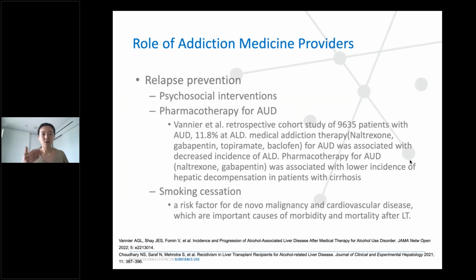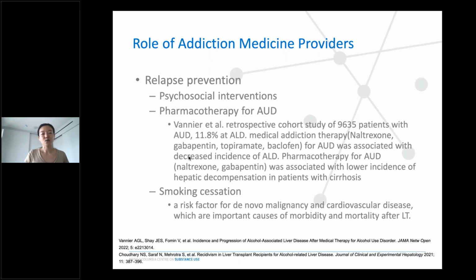What we can do for people with alcohol use disorder, though, is to provide psychosocial interventions and pharmacotherapy that is rooted in best evidence. Dr. Bott recently just showed me a paper by Vanier et al. that showed a retrospective cohort study of basically 10,000 patients, 10% of whom had alcohol-related liver disease, and medical addiction therapy has actually been associated with decreased incidence and progression of alcohol-related liver disease.